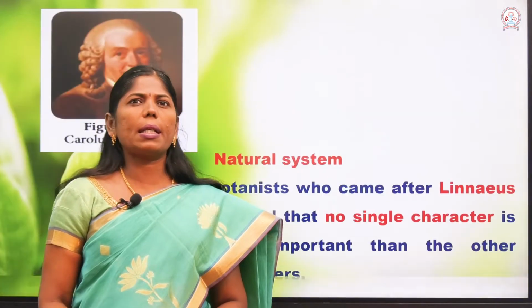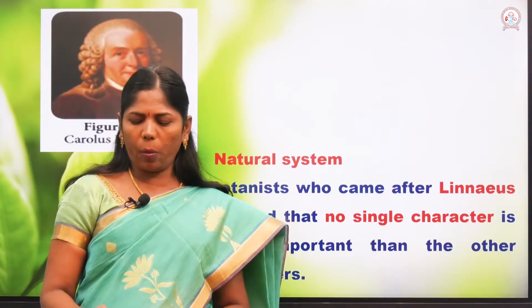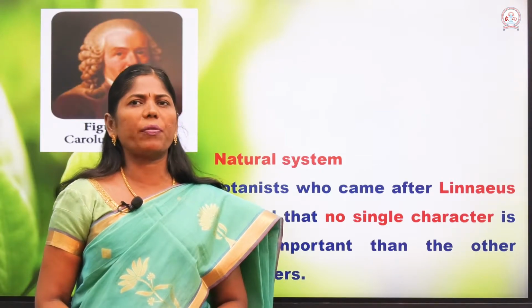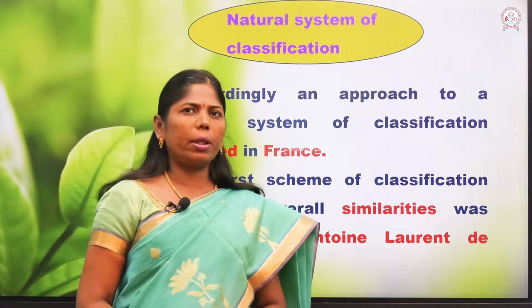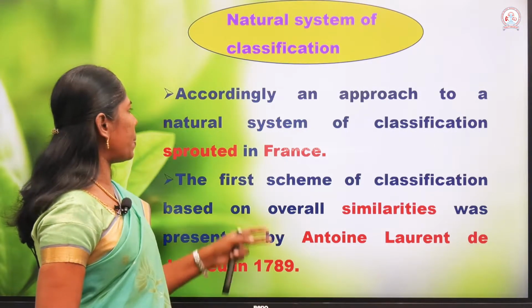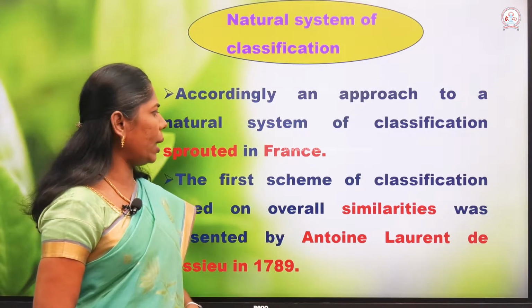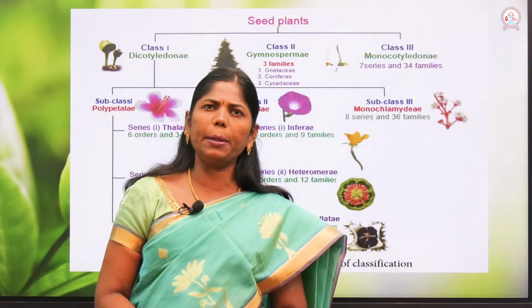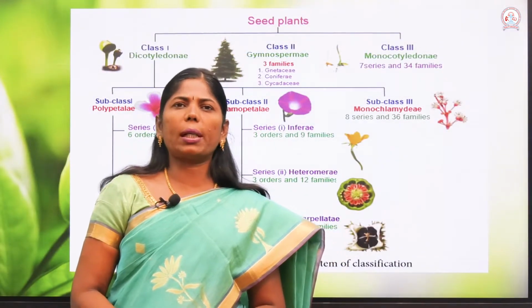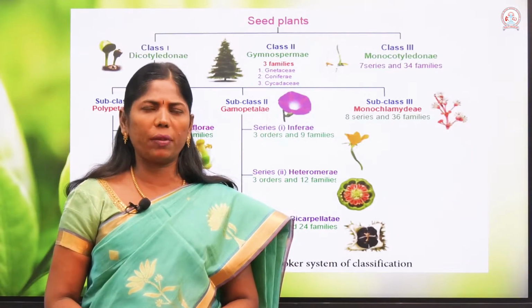Because of the unrelated plants in the same groups, this system had a drawback. Next, we studied the natural system of classification. It started in France, first started by Antoine Laurent de Jussieu. That is the Bentham and Hooker classification. The natural system of classification is otherwise called the Bentham and Hooker classification.